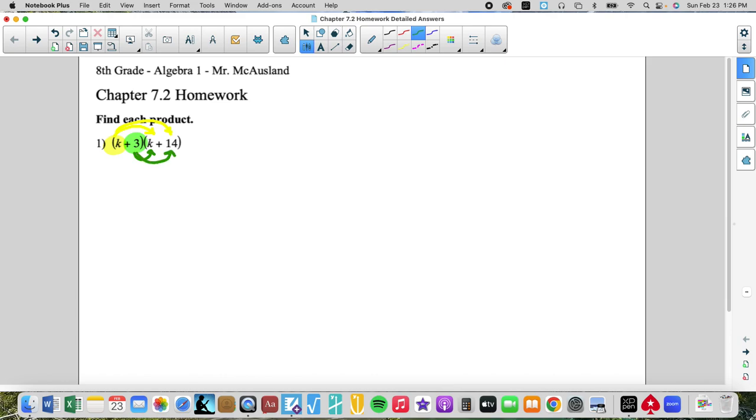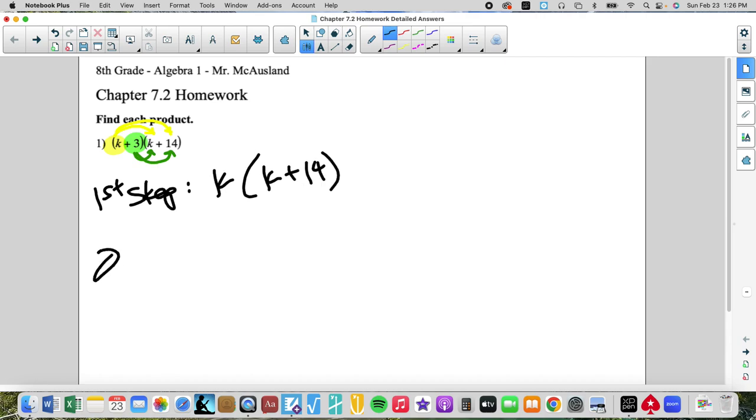So if we look at this, it's kind of like first step. Well, k times k plus 14. Second step is going to be like 3 times k plus 14. We're just doing a double distribution.